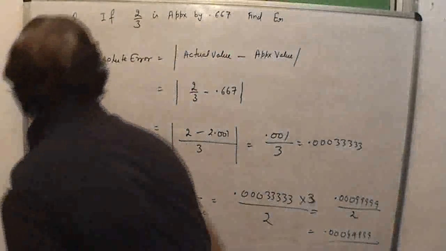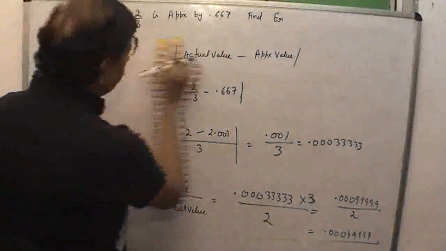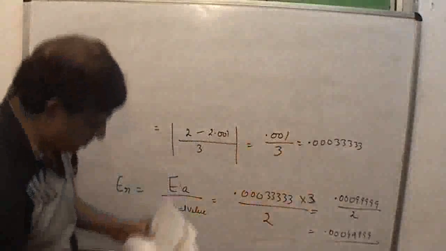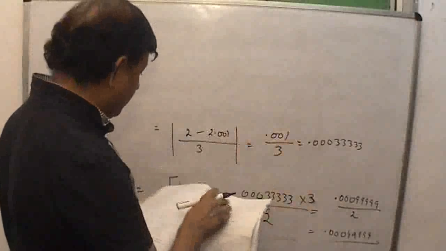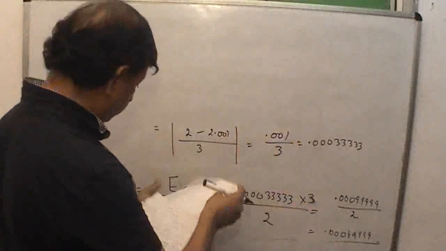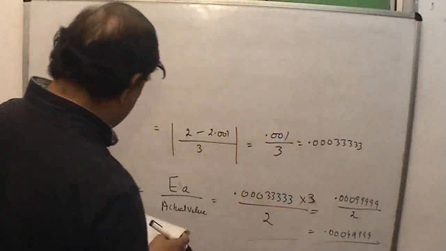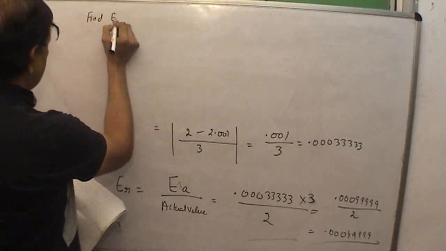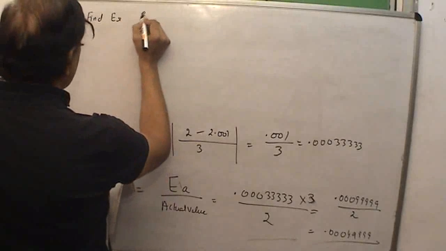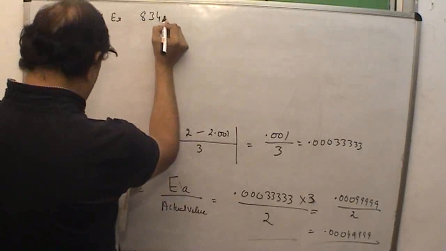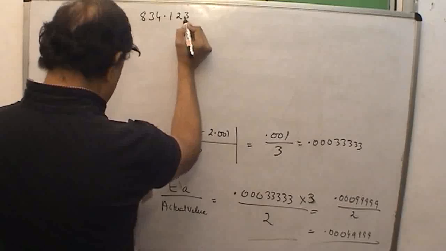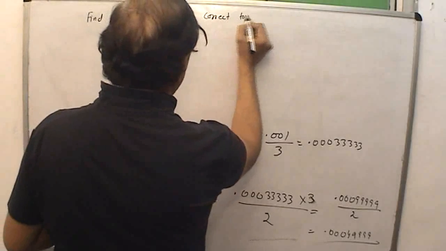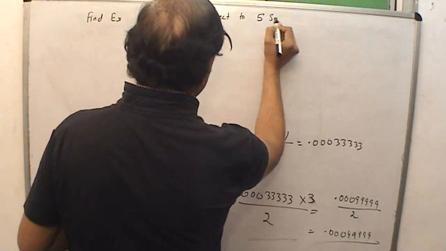Let us see some more examples on this in different manners. Say, find the relative error in the figure 834.123 correct to 5 significant figures.